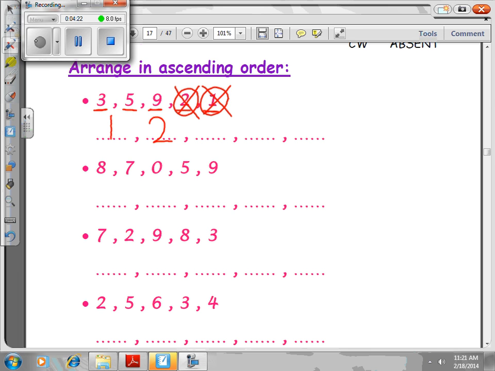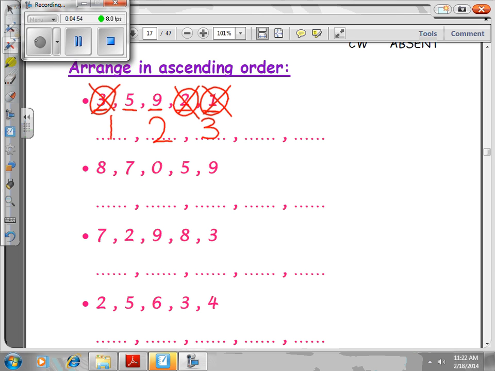Now, what are the numbers left here? We have numbers 3, 5, and 9. Which is the smallest number? Is it 3 or 5 or 9? Yes, the smallest number here is number 3. It's smaller than 5 and it's smaller than 9. So we will write down number 3 and we will make a cross on number 3.